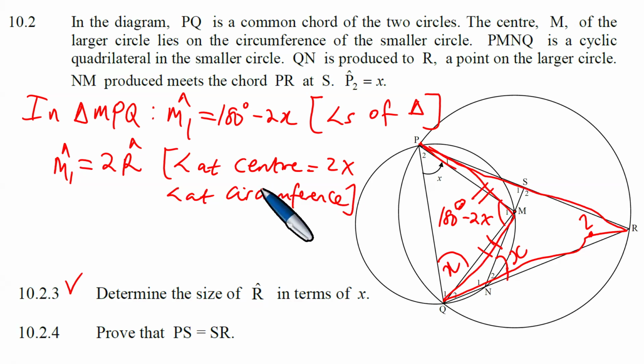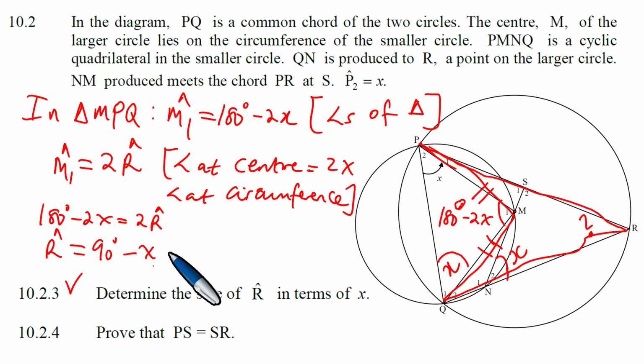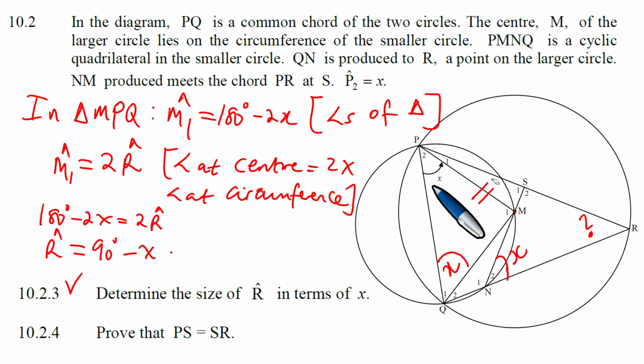So what do we have here? At this point, we know that angle M1 is twice R, which means the angle M1 is 180 degrees minus double X, which equals twice angle R. Dividing both left and right by 2, it means that the angle R is 90 minus X. So we determine the size of angle R in terms of X, and it is precisely 90 degrees minus X. Any question? No, sir. No question. We move forward to the next question.